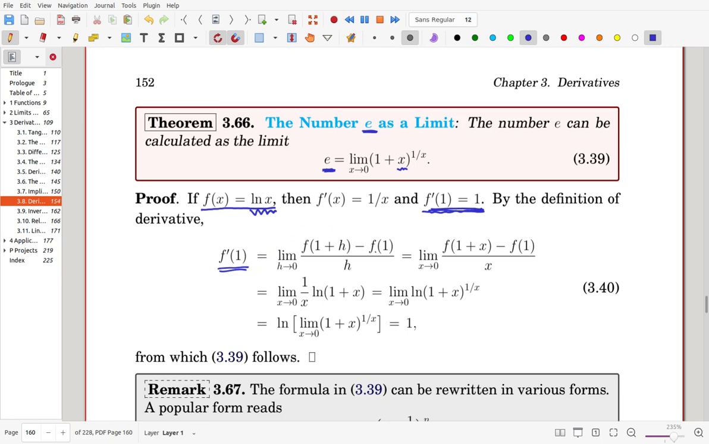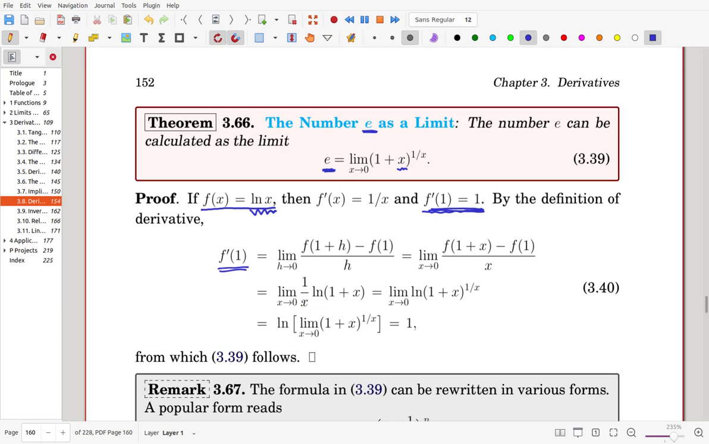Now, originally we defined it this way, but rather than h notation, we may use x notation, no problem, right? So everywhere h is replaced by x. Then f of 1 plus x is the logarithm of 1 plus x, and f of 1 is the logarithm of 1, which is 0, so we reach that one.